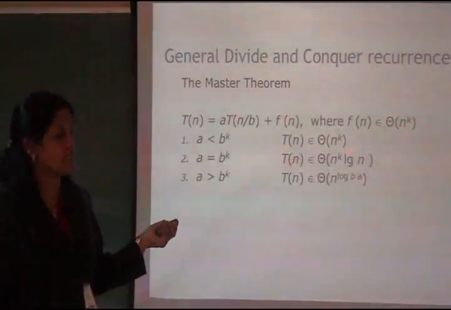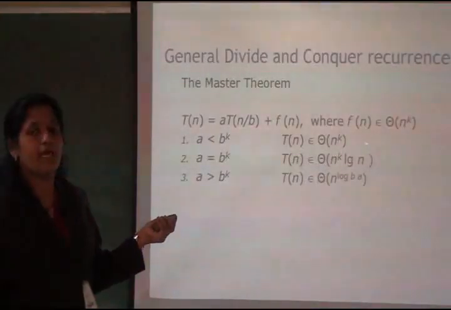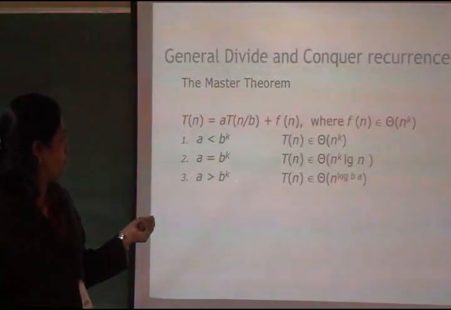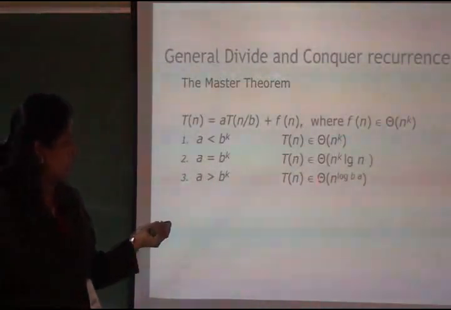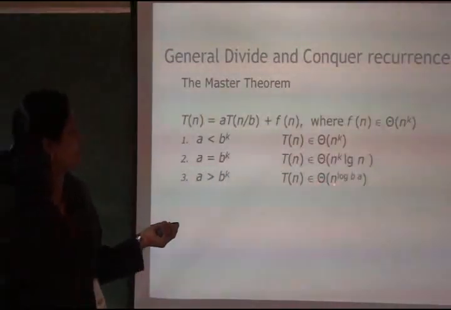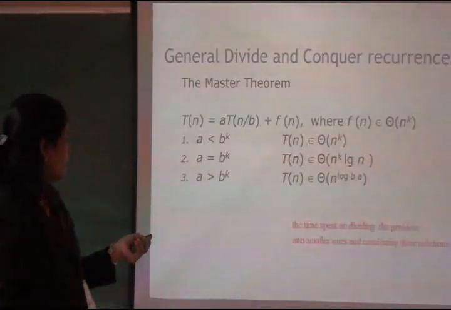This is the best case. If a equals b to the power k, T(n) belongs to theta of n to the k log n, whereas if a is greater than b to the power k, the total time required belongs to theta of n to the log base b of a. We will see this with an example.